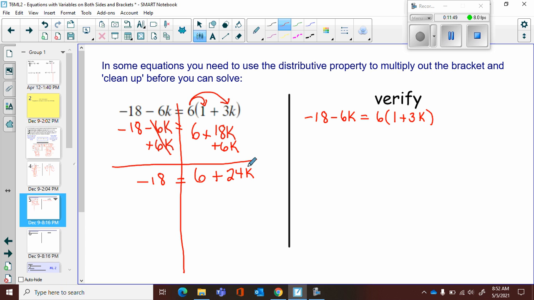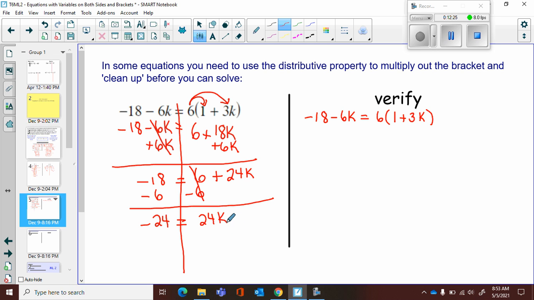So we want to get the k by itself. So we need to get rid of this 6 first, anything that's furthest away from the variable. So we'll subtract 6. This is a positive 6, so we need to subtract 6 to make a 0 pair. And we also subtract 6 from this side. So negative 18, you're $18 in debt, and you lose $6 more. You're now at negative 24. And on this side, we have left just a 24k.